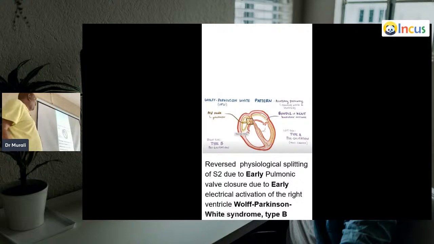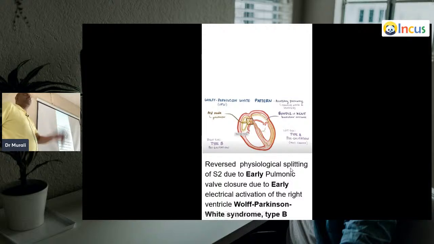Wolff-Parkinson-White syndrome? So normally what should happen? SA node to AV node to bundle of His, and activation should spread. If there is any direct connection between atria and ventricle, then the ventricle does not wait for the AV node and bundle to give it. It will directly receive it and undergo activation.